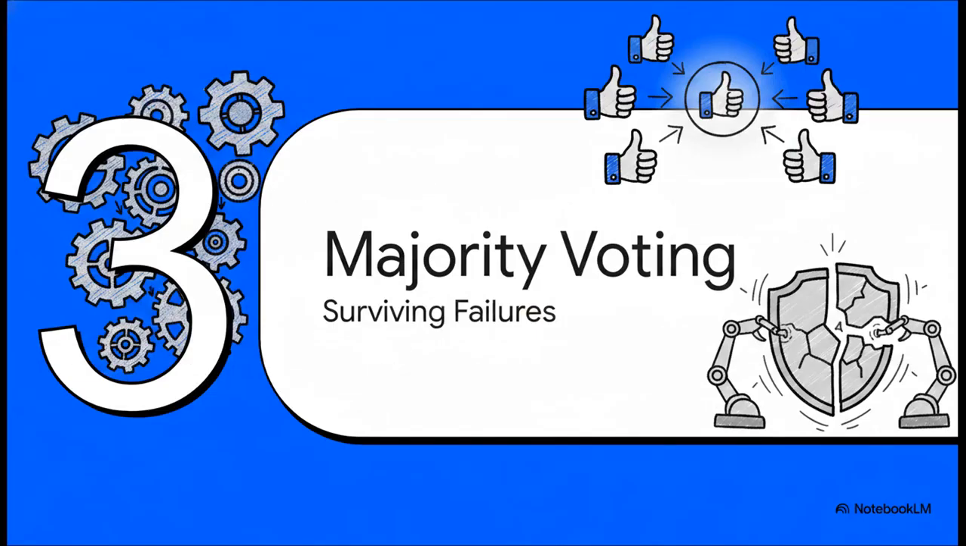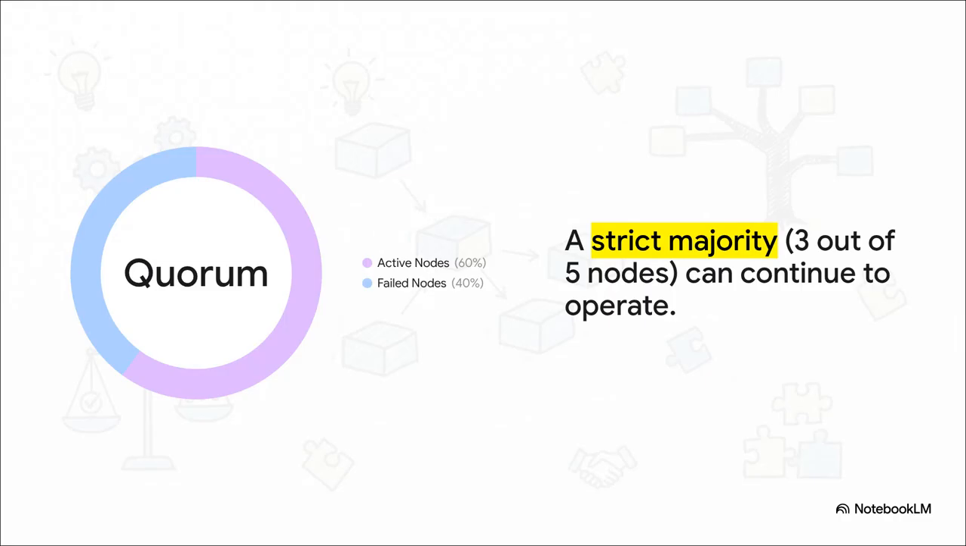Which brings us to Section 3, majority voting and quorums, surviving failures. To survive these random node deaths, consensus algorithms use what we call quorums. A quorum is just a strict majority. So say you have a cluster of 5 nodes. You don't actually need all 5 to agree. You just need 3 out of the 5. If 2 of your nodes are completely offline or broken, no big deal. Your database keeps right on processing writes because those 3 remaining nodes form a perfectly valid quorum.